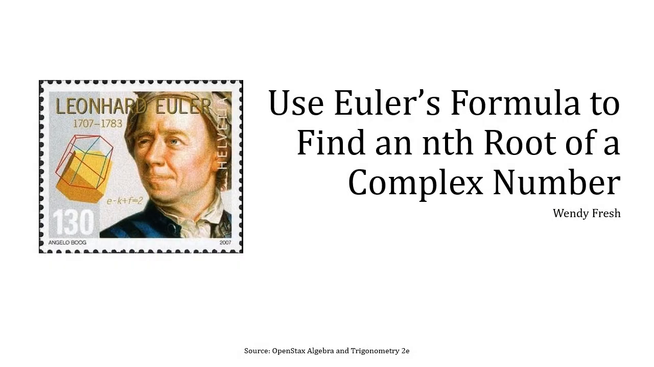In this section, we will use Euler's formula to find an nth root of a complex number. All right, now let's try an example. In this example, we are being asked to find the nth root of a complex number. Now, nth root, because sometimes it might be the square root, sometimes it might be the third root, or the fourth root. In this example, we're being asked to find both square roots of z equals 1 plus the square root of 3 times i.